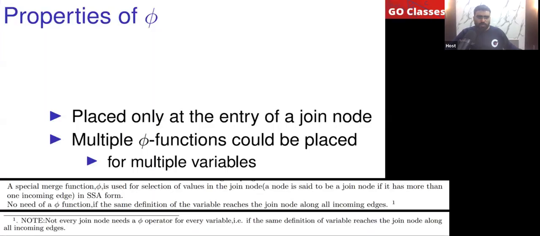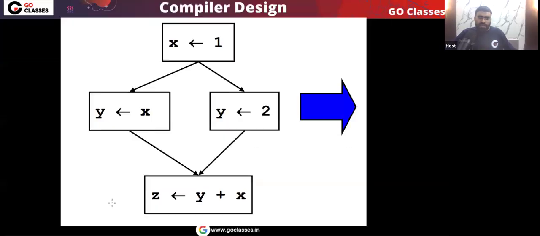So let's move on. We have seen everything. Notice these are the properties of the phi function. You can have multiple phi functions, no problem. For multiple variables, you can put multiple phi functions. These are placed only at the entry of the join node, nothing else. And remember, we do not have to create a phi node for every variable.